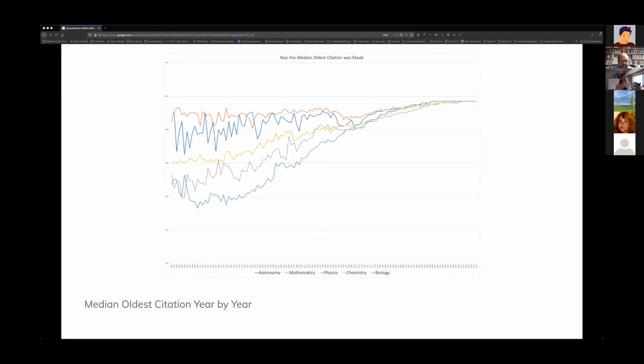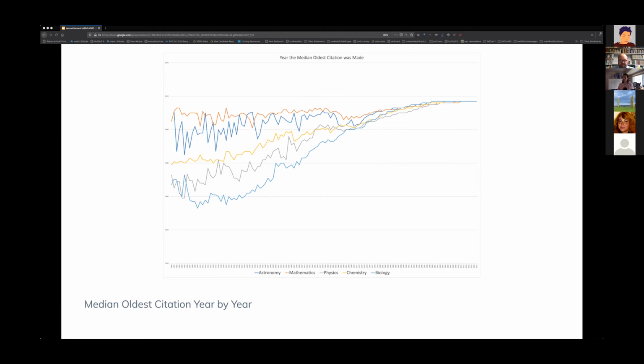For example, this is a graph of the year that the median oldest citation was made. And if you notice, math is almost a line. The median oldest citation across all of these is made in about 2007. So across all of the citations in 1905, half of the citations have been made since 2007 in mathematics.